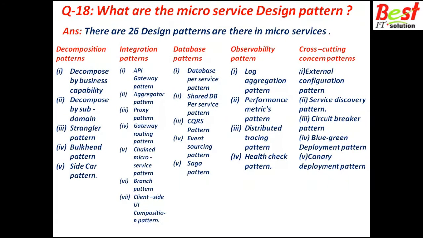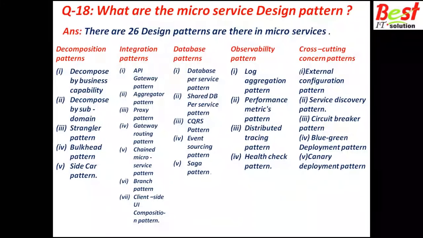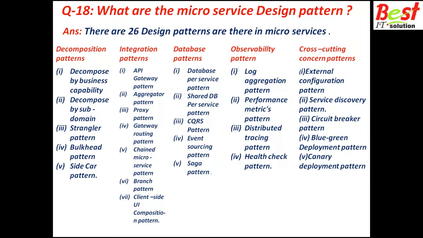Another one is the database pattern. In the database pattern, all the database related architectures are there: database per service pattern, shared database per service pattern, CQRS pattern, event sourcing pattern, and the Saga design pattern. The Saga design pattern is most widely used in applications. It is again divided into two types: the choreography Saga pattern and the orchestration Saga pattern. We will discuss the Saga pattern with practical in another video.